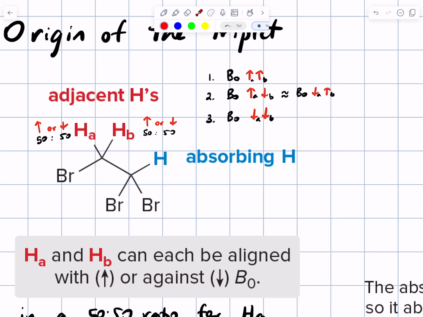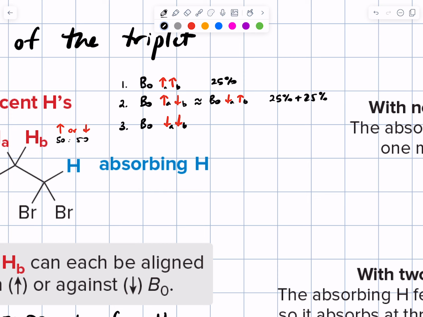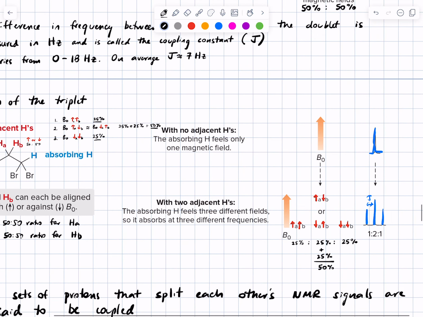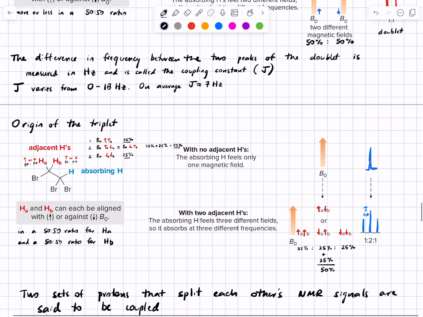So the probability of possibility 1 is 25%. The probability of possibility 2 is 25% plus 25%, or 50% overall. And then the possibility of having both magnetic moments for A and B aligned against the external magnetic field is also 25%. So you expect to see three different chemical shifts for the absorbing proton H based on these three possibilities, and they ought to be present in a 25 to 50 to 25, or a 1 to 2 to 1 ratio, which is what we observe, and that's summarized here.